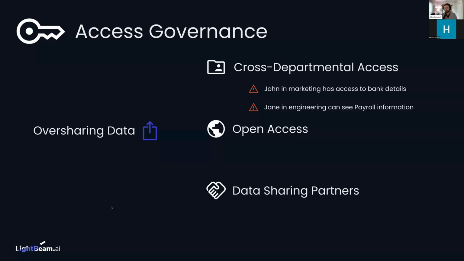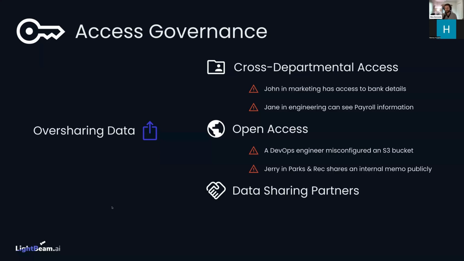Maybe Jane used to work in HR. And maybe when she moved into engineering, they didn't change her group-based access. And this is where role-based access control starts to fall apart. But in a world of Google Docs and Office 365, open access becomes an even bigger concern.